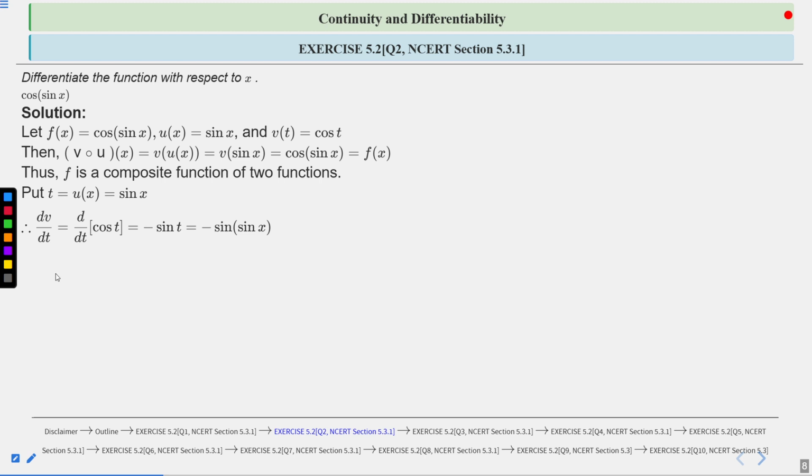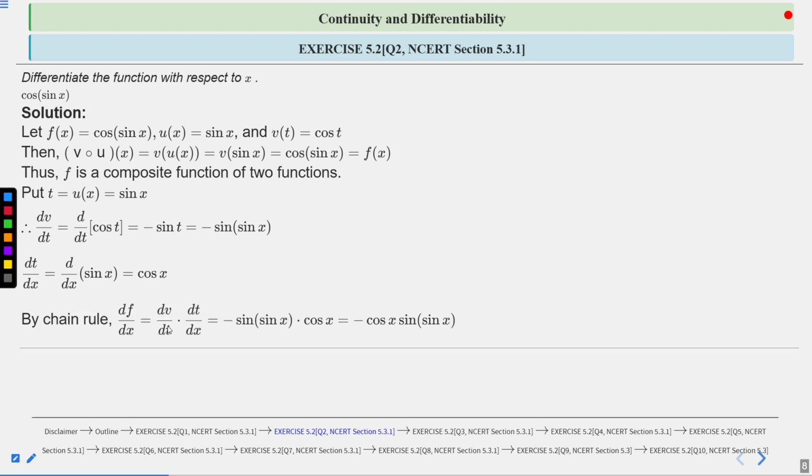Therefore, dv/dt will be equal to d/dt of cos t, which is equal to minus sin t, and it will be equal to minus sin x. So dv/dt is minus sin x. Now, dt/dx will be equal to d/dx of sin x, which is equal to cos x, because we know that the differentiation of sin x is cos x.